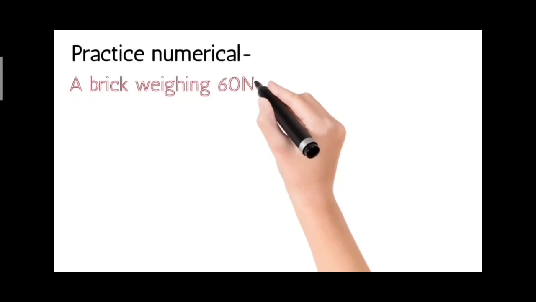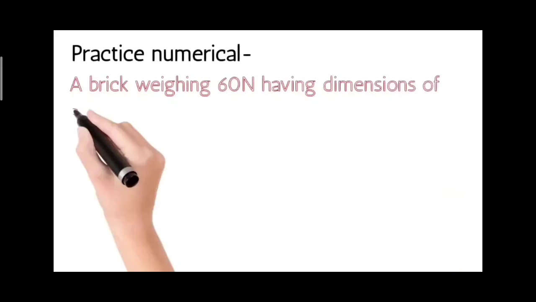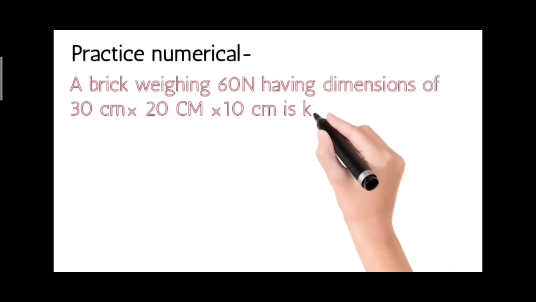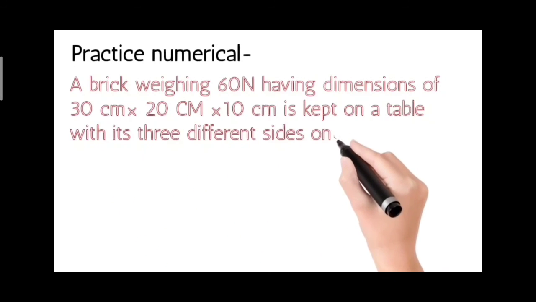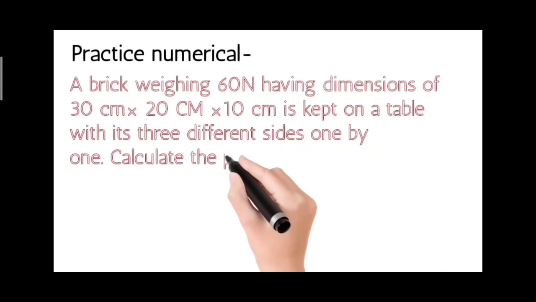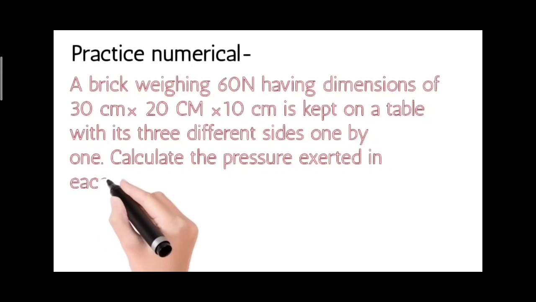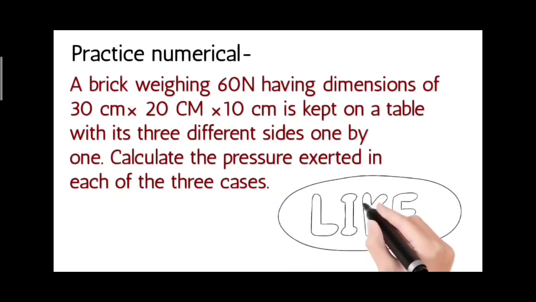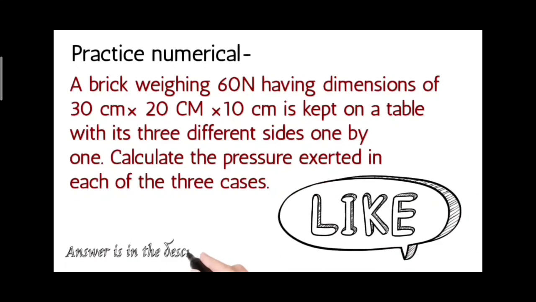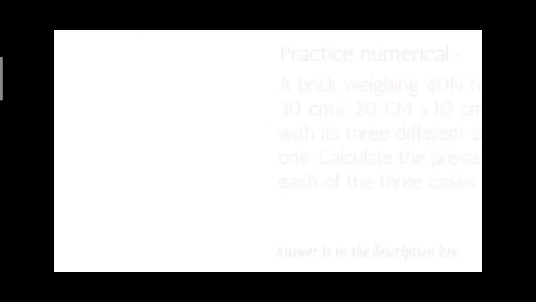Now one is practice numerical. A brick weighing 60 Newton having dimensions of 30 cm into 20 cm into 10 cm is kept on a table with its 3 different sides. One by one, calculate the pressure exerted in each of the 3 cases.